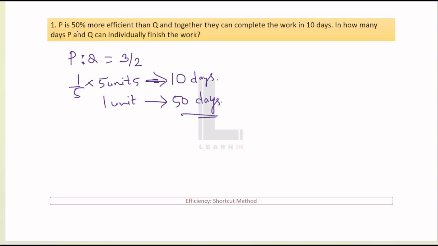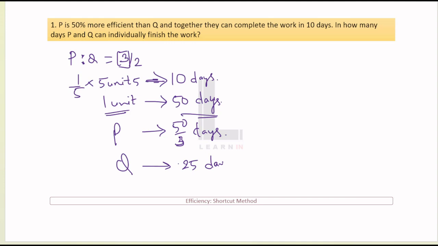So what could I have done? For example, 3 units is P's, so if we multiply it by 3, we have to divide the other entity by 3. So 50 by 3 days would be taken by P. And if I would multiply 1 unit by 2, I would take half the number of days, so I would take 25 days in this scenario. I hope you have got this.